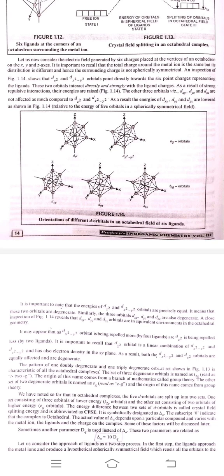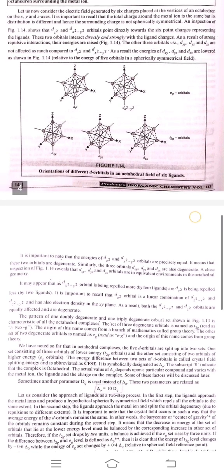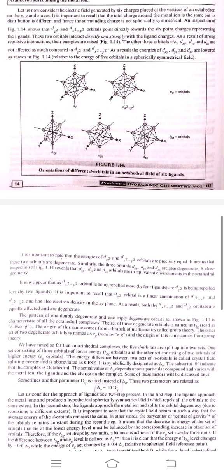An inspection of the figure shows that the dz square and dx square minus y square orbitals point directly towards the 6 point charges representing the ligands. These two orbitals interact directly and strongly with the ligand charges. As a result of strong repulsive interactions, their energies are raised. The other three orbitals, dxy, dyz and dzx, are not affected as much compared to the dz square and dx square minus y square. As a result, the energies of dxy, dyz and dzx are lowered.